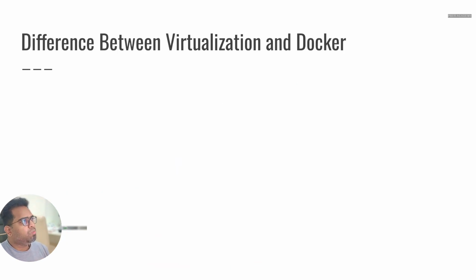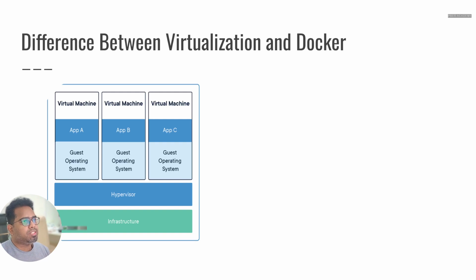What is the difference between virtualization and Docker? People are mostly confused and think both are the same. No, both are different. In virtualization, there will be a hypervisor. It can be Hyper-V, VMware, ESXi, Proxmox, the list goes on. It can be any hypervisor, and on top of that there is a fully running virtual machine with an operating system, guest operating systems and applications.